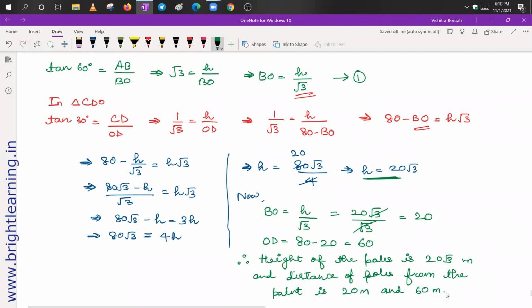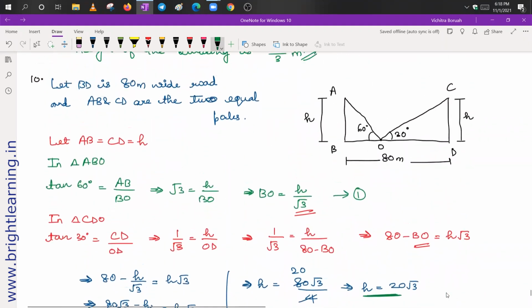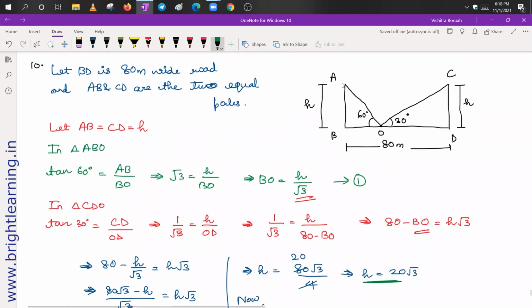Okay, so let me explain this solution once again. So according to the question, it is given that there are two equal poles, and both the poles are standing opposite to each other on either side of the road. So suppose BD is the road. Now next, there is a point lying on this road. Suppose this is point O, and from point O, the angles of elevation to the top of the poles are 60 degree and 30 degree. So we have to find the height of the poles, and also we have to find the distance of this point from both the poles.